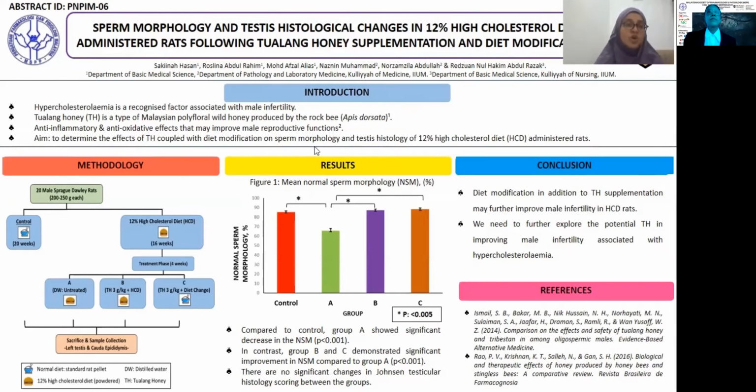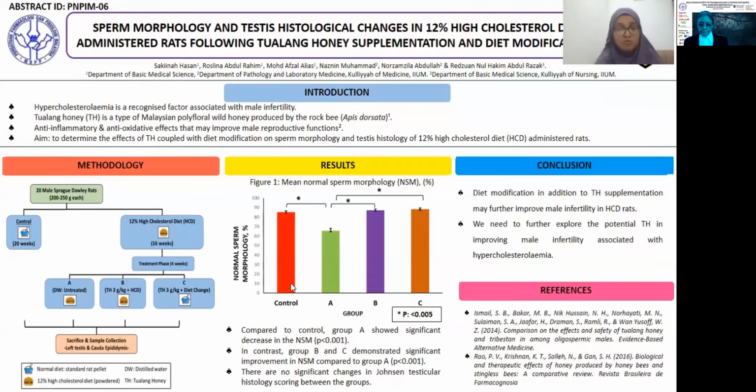So what did we do? 20 male Sprague Dawley rats were divided into two groups. The control group was fed a normal diet for 20 weeks, while the high cholesterol diet group was fed a 12% high cholesterol diet for 16 weeks. Then, during the treatment phase, they were divided into three groups. Group A was untreated, Group B was given 3 grams per kg of tualang honey, while for Group C, the diet was changed to a normal diet plus 3 grams per kg of tualang honey for 4 weeks. At the end of 20 weeks, all rats were sacrificed and the left testis and cauda epididymis were collected.